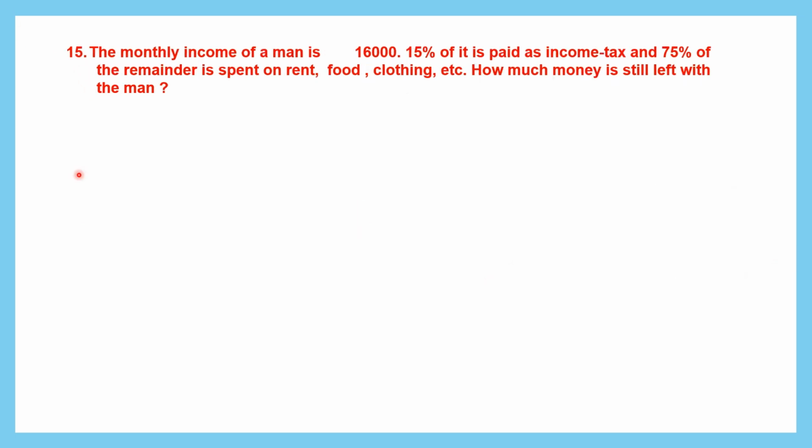Lesson 15. The monthly income of a man is 16,000 rupees. 15% of it is paid as income tax and 75% of the remainder is spent on rent, food, clothing, etc. How much money is still left with the man? That's the question. So let's begin by saying the monthly income of a man is given to us, and that is 16,000 rupees. Now from this, 15% is paid as income tax.